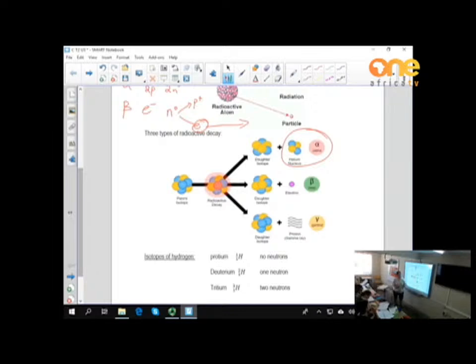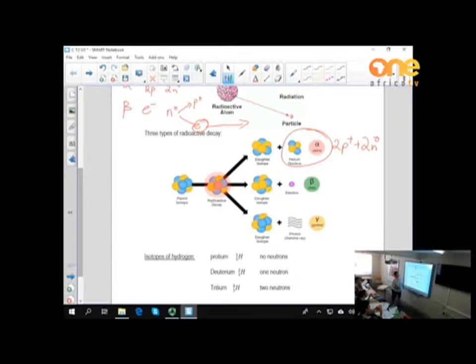They say a helium nucleus is shot out without the electrons on the outside. Normally helium has 2 protons and 2 neutrons in the nucleus with 2 electrons on the outside. But a helium nucleus is just 2 protons and 2 neutrons, no electrons. So a helium nucleus is shot out. That is known as alpha decay. It consists of 2 protons and 2 neutrons.